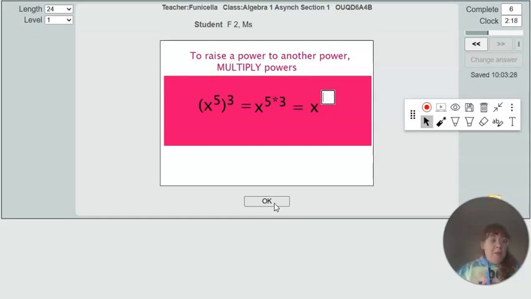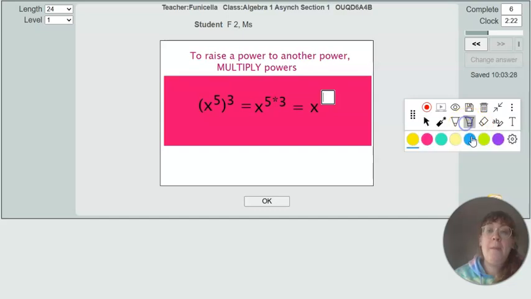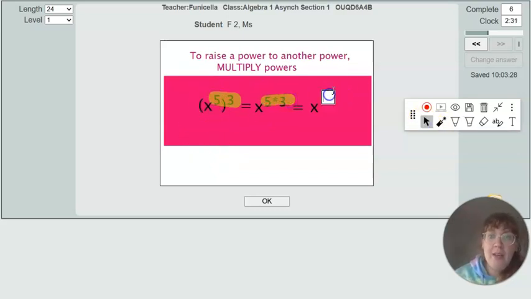To raise a power to another power, so this is called power to a power, we multiply the exponents. So there's 2 exponents here, and they're both attached to this x. So we just multiply them, and that becomes an x to the 15th. Beautiful. X to the fifth raised to the sixth power. We have 2 exponents here, power to a power. 5 times 6 gets us 30. So you're going to type in a 30 there and hit OK.